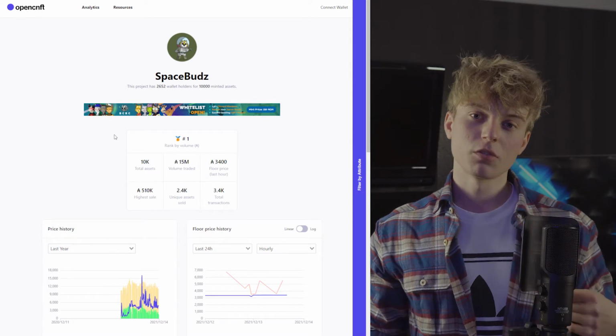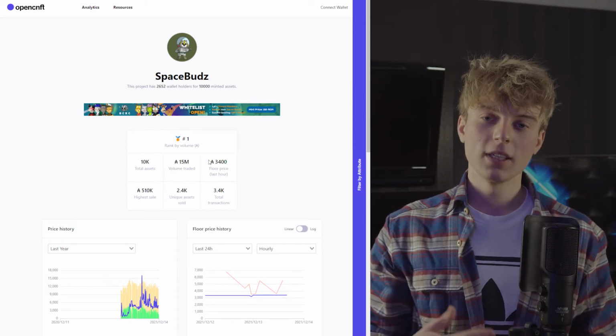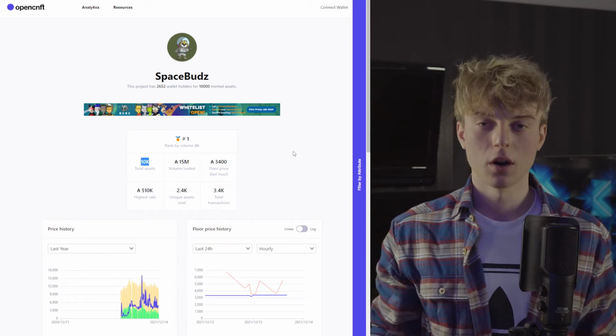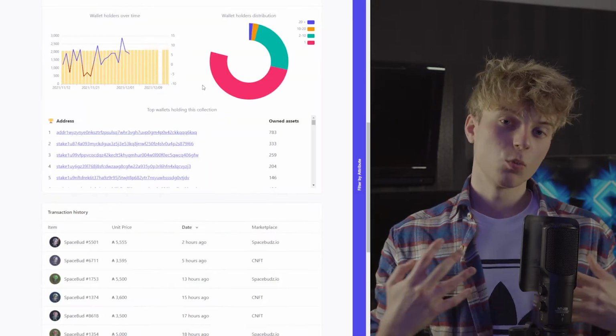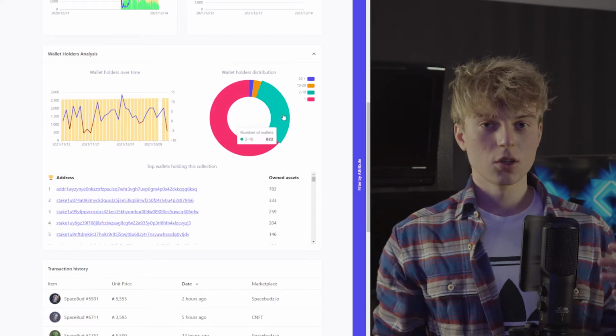At the top, you have a lot of data that is really useful, like the floor price, how many assets got minted and how many assets got sold in the last, for example, 24 hours. If you click right here, you get the statistics of the wallet holders, which is also really valuable data for you. So let's take a look at that.